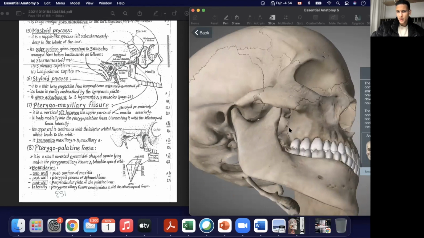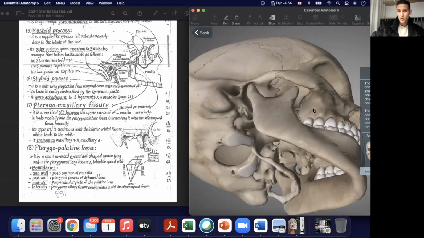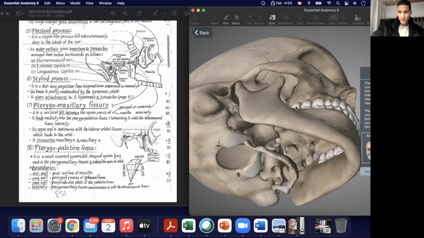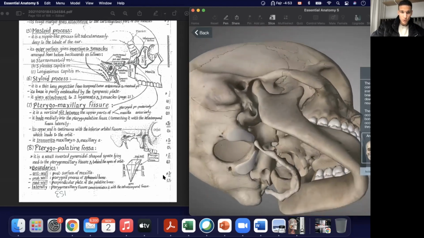This whole thing extending here is also the maxilla. So this here is called the pterygomaxillary fissure. Once you go into this further, you don't reach the eye really. You reach a space which is in this shape right here called the pterygopalatine fossa.